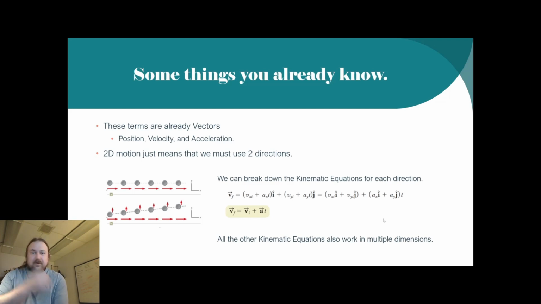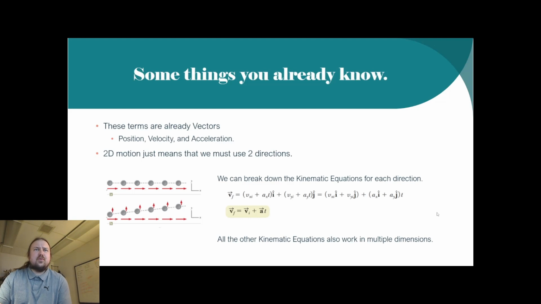This works also for all of the other kinematic equations. The other ones also work in multiple dimensions. This is just the mathematical way of looking at it to decipher and prove that it is possible. As long as we keep the directions separated while we work the equations, we don't have any issues.